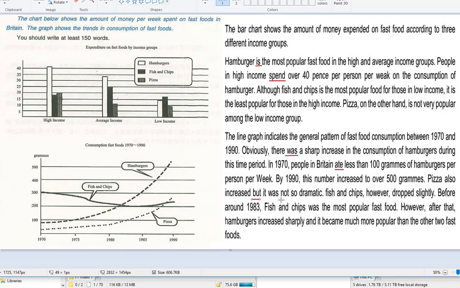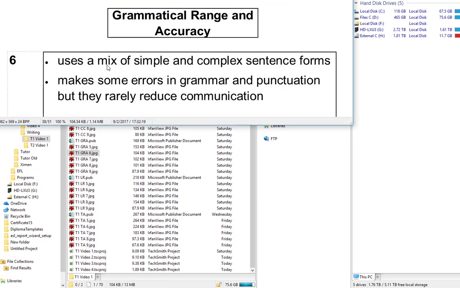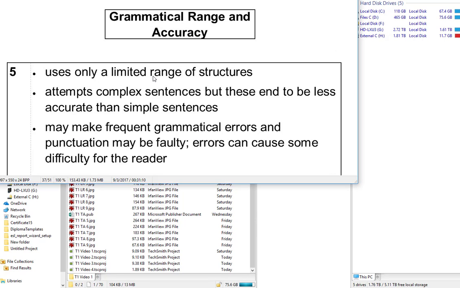But it was not just so dramatic. Okay, so here is a compound sentence, but it's still very simple. Fish and chips was the opposite. Okay, so the tenses are used accurately, but there's just not that range that you're looking for. No, so a limited range. Too many simple sentences. So for grammar 5.